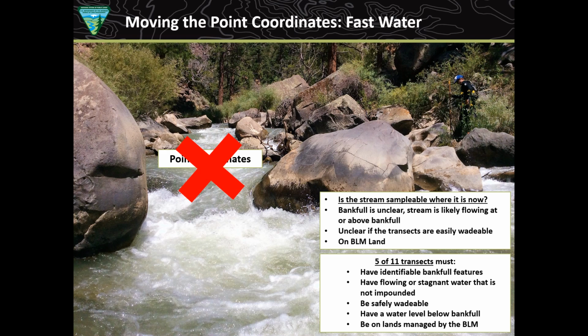No, the stream is not sampleable where it is now. The point coordinates should be moved because if a stream is flowing at bankful or bankful cannot be determined, it does not meet the criteria needed to sample an AIM site. Since the average bankful width is estimated to be about 10 meters, the reach length would be 200 meters long, so the point coordinates can be moved up to 250 meters. However, if the stream is flowing above bankful, moving the point coordinates may not help and the site may need to be revisited at a different time when flows are lower.